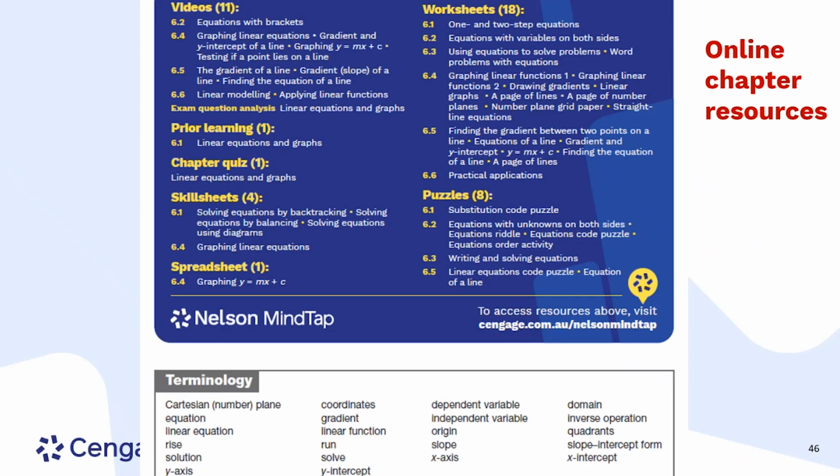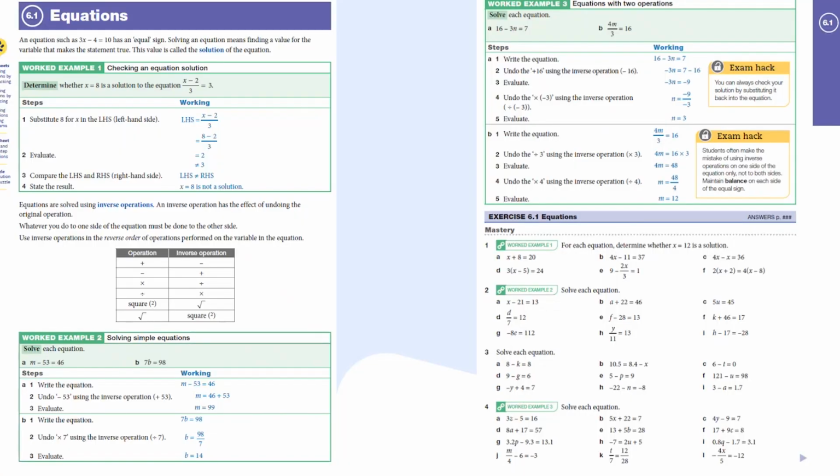And then underneath that, we've got a little blue box that tells you all the resources that are available on Nelson MindTap, which is our new online platform. It replaces NelsonNet. And then underneath that, we have all the chapter terminology. So all the phrases that students need to know and need to use when they're learning and answering questions. And then 6.1 is all about equations.